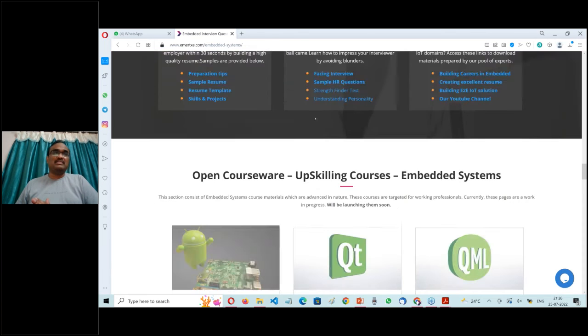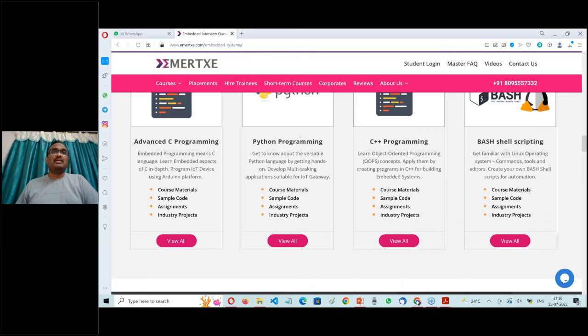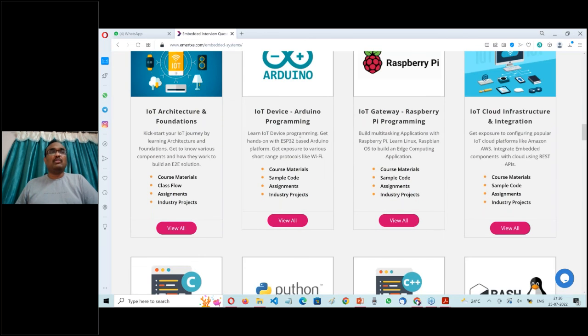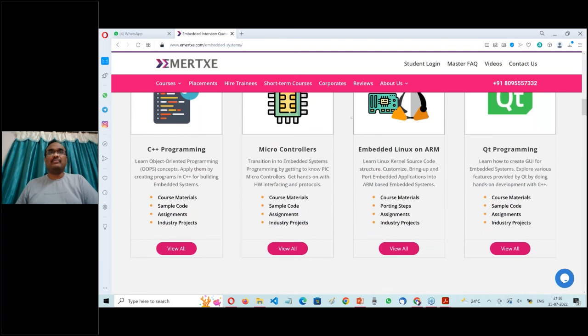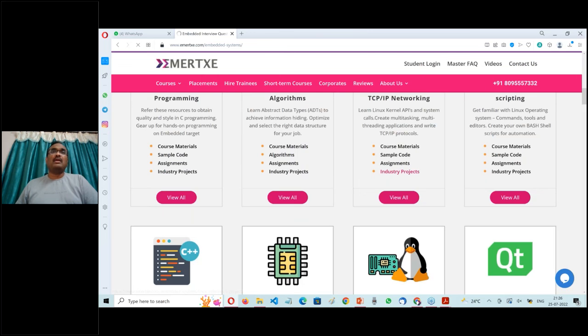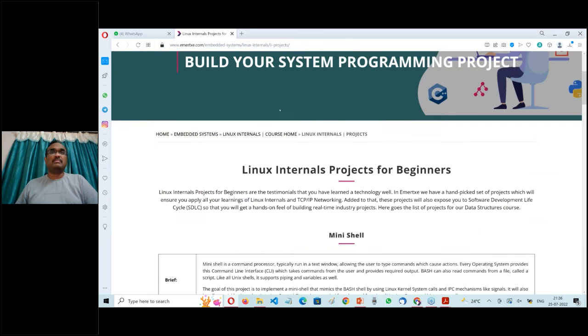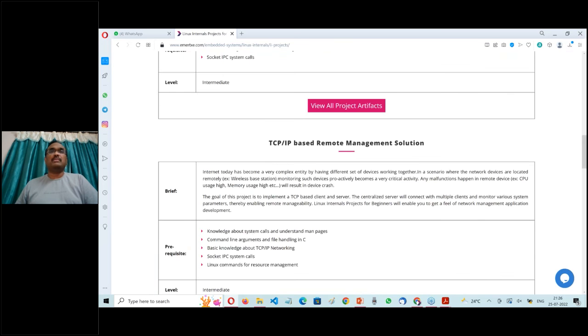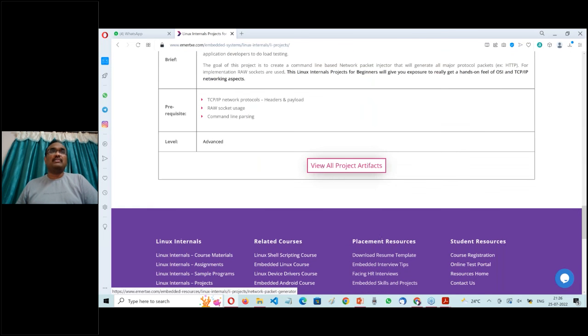But if you see, let us say, for example, the projects. Let me go to Linux internals, the OS related project. Let us say industry project. If you click here, it will give you various projects you will be working on: Mini-Shell, TCP/IP chat room, TCP/IP remote management, trivial file transfer protocol, network package generator. Again, if you click on this, subsequently you will find all the project details, how this project works, right?